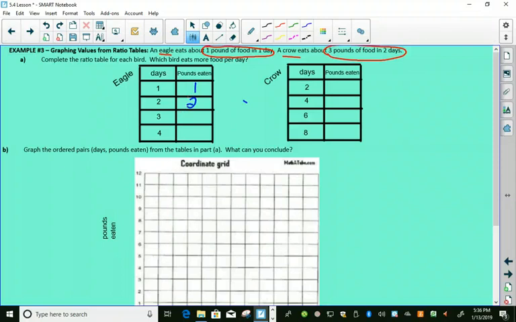2 pounds for the second day. 3 pounds for the third day. And 4 pounds for the fourth day. My crow, on the other hand, I don't know how many after 1 day, because technically my crow, after 2 days, has eaten a total of 3 pounds. After 4 days, notice the days are different, my crow has eaten 6 pounds.